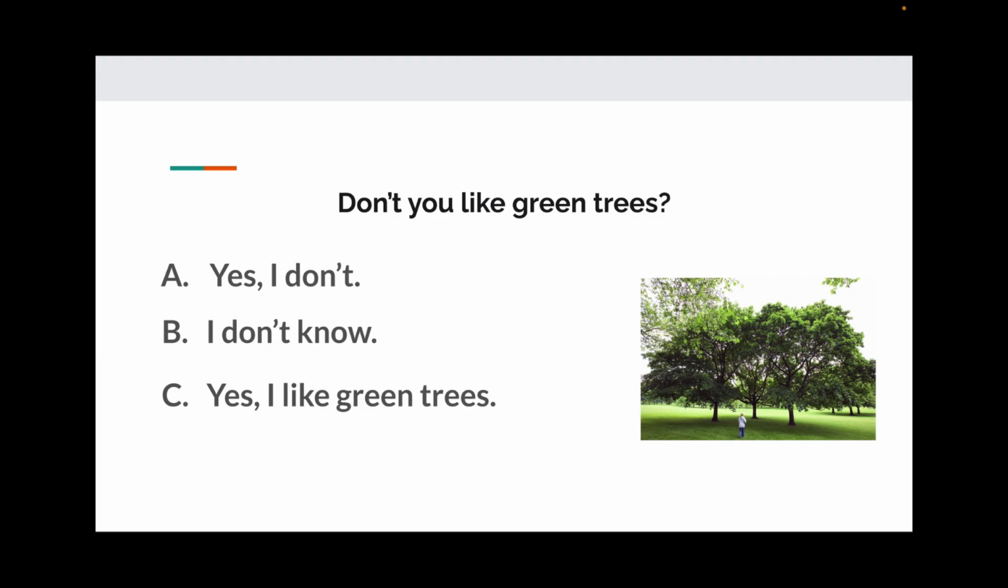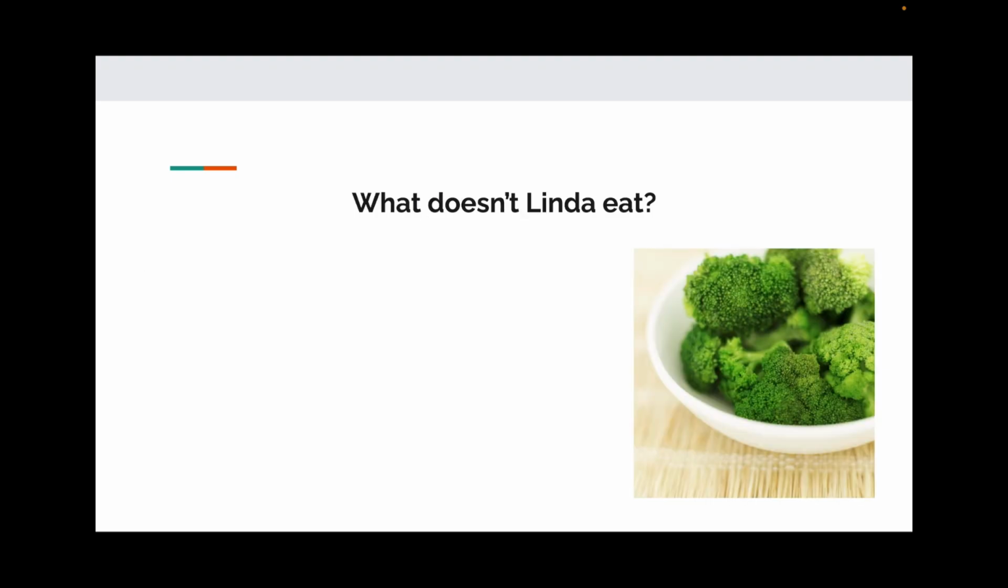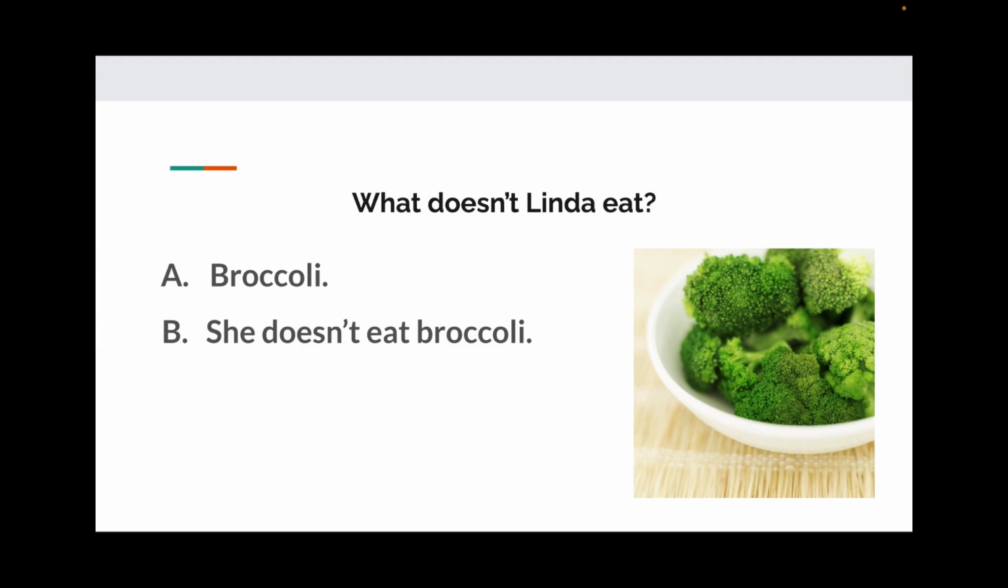And so let's look at our options. So A and B are good options to choose from. Wouldn't choose C because the person actually means, don't you like green trees? What doesn't Linda eat? Broccoli. She doesn't eat broccoli. No, she doesn't eat broccoli.